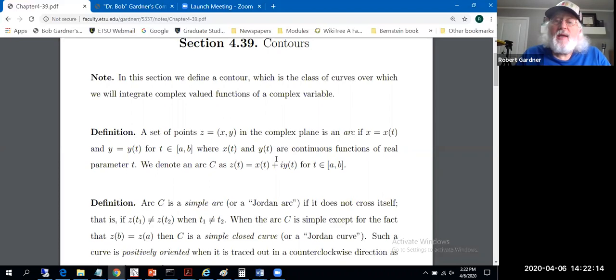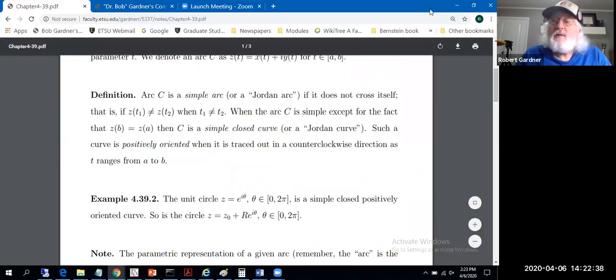We are requiring x of t and y of t to be continuous functions of the real parameter. And we'll denote the arc C as z of t equals x of t plus iy of t, where t is ranging from A to B. A little bit of hypotheses. We'll be taking integrals from A to B initially here as well.